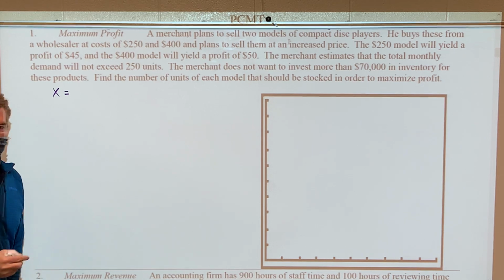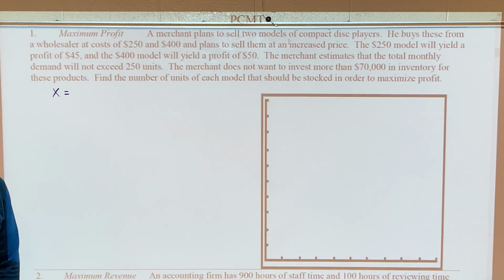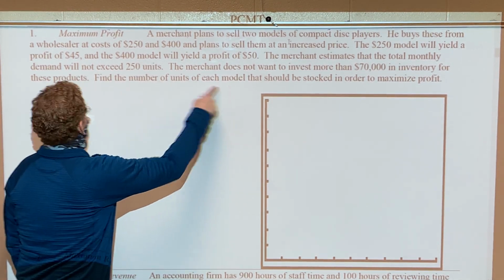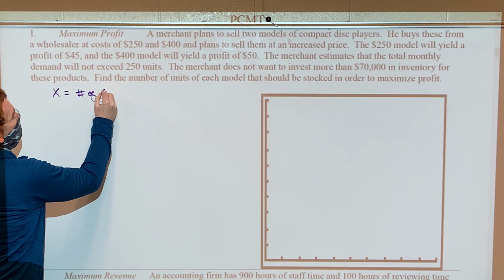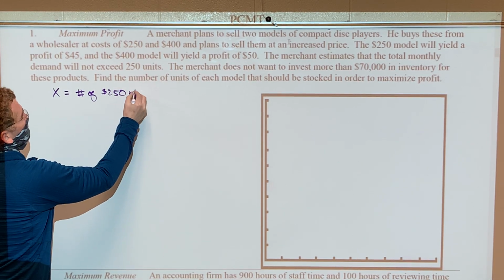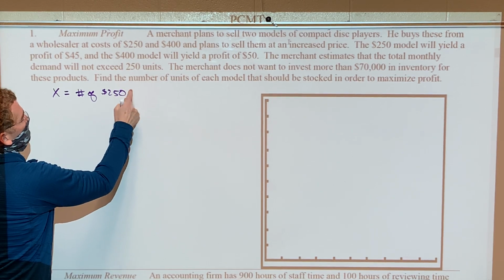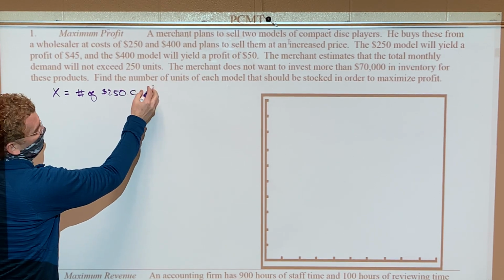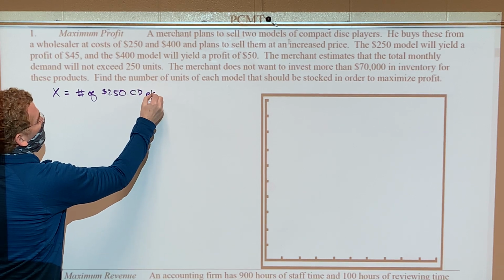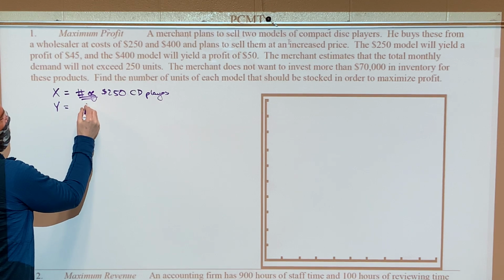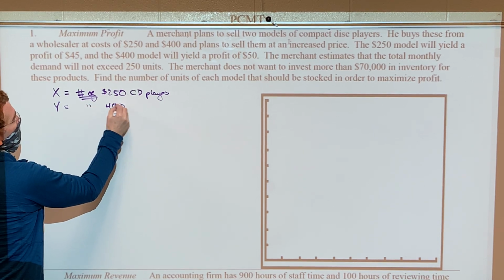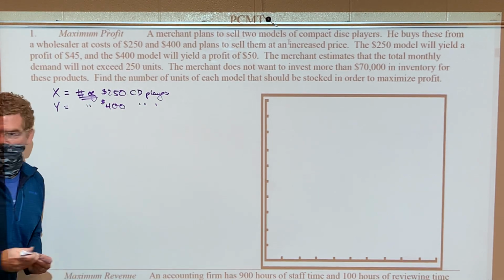So what about the 250 model? How much it costs, how many there are, the number of them, right? So the number of each. So X is going to be the number of $250 CD players, compact disc players. So the key is the number of those, and then Y would be the number of $400 players.